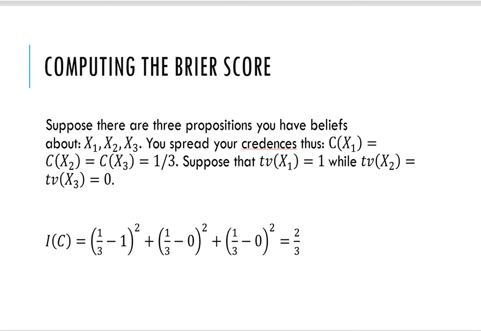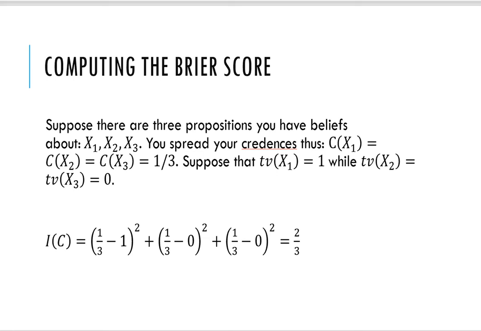So let's look at a simple example of computing a Brier score for a particular credence function. Suppose there are three propositions that you have beliefs about, x1, x2, and x3. Suppose that you spread your credences evenly, assigning 1/3 probability to each of these propositions, and suppose the truth value of the first ends up being 1, so the first proposition, x1, ends up being true, and the second two end up being false.